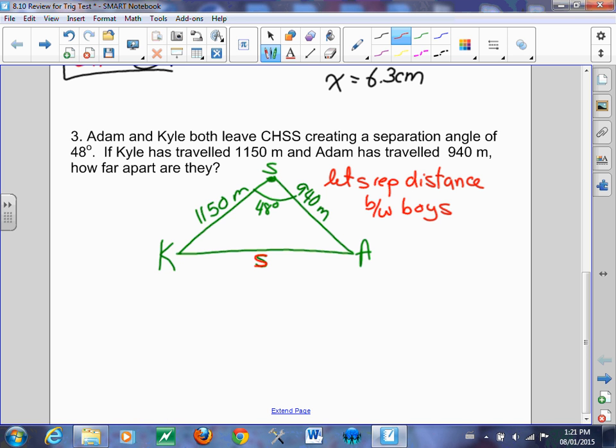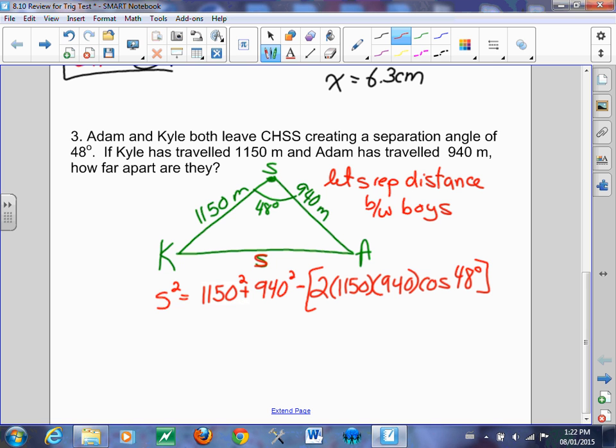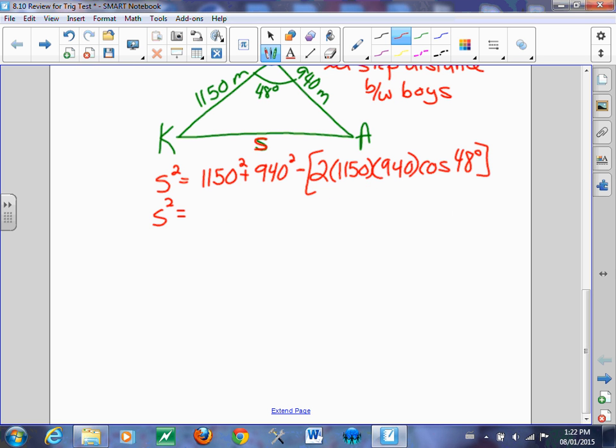So remember, use your cosine law formula. It's going to be that side squared equals the sum of the other two sides that are squared, subtract 2 times those two sides times the cos of the given angle, which is 48 degrees. All right, plug her in your calculators. Ladies and gentlemen, you're going to get some big numbers here, so you might want to double check these when you're dealing with big numbers.